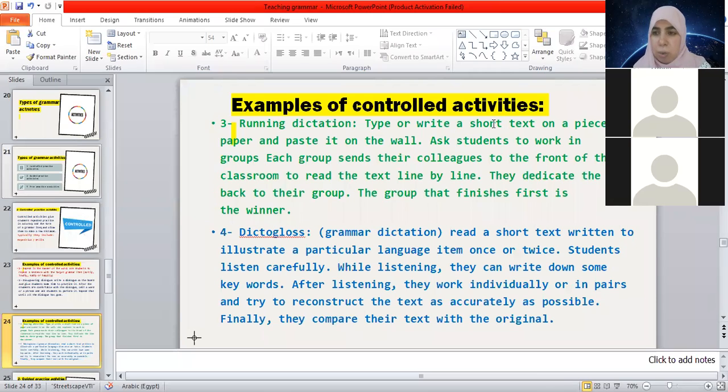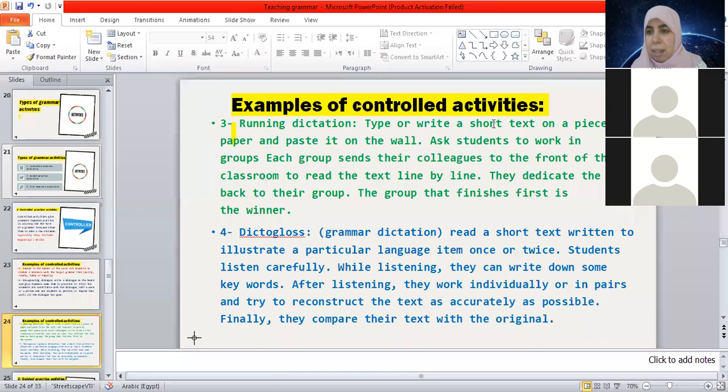Another one, dictogloss or grammar dictation. Here you will read a short text that has a grammar item or grammar structure. Students listen and write keywords and phrases. After that, they can work in pairs or in groups to reconstruct the text as much as they can, of course, using these key structures or key grammar they wrote while listening. After they finish, we can compare the text and what they have already written.